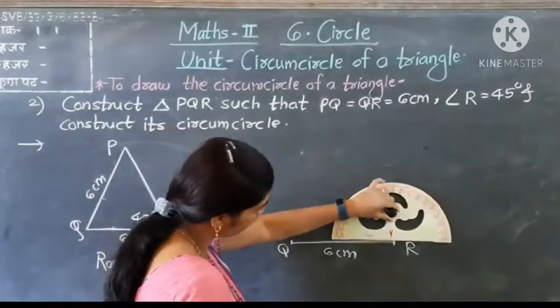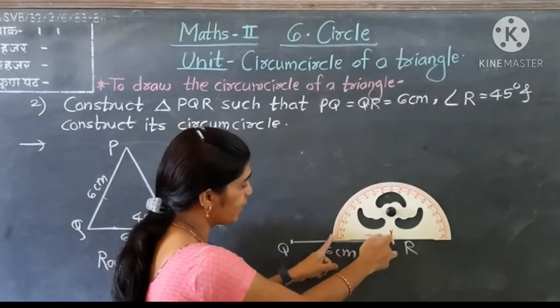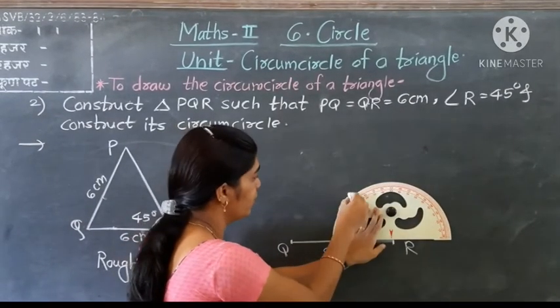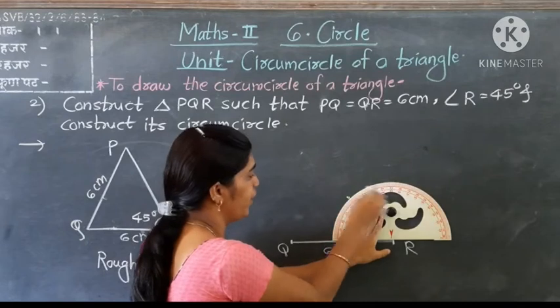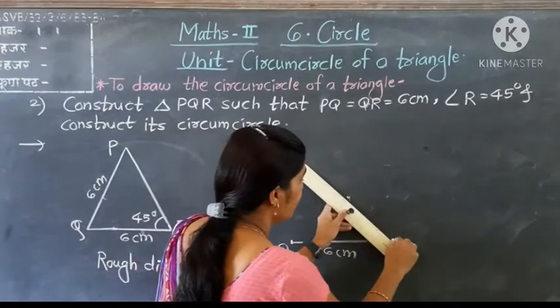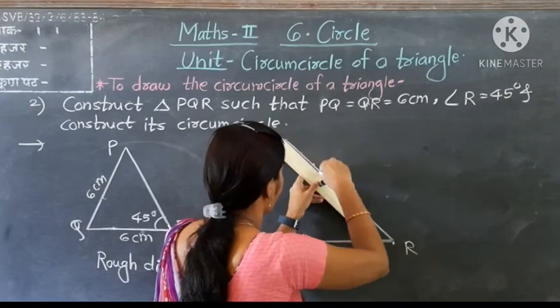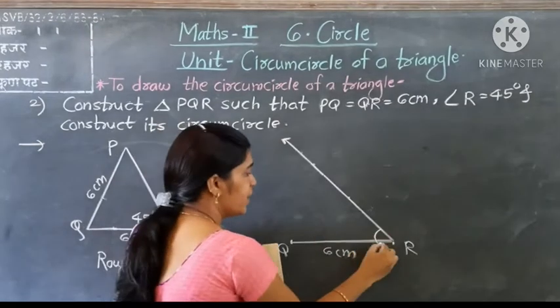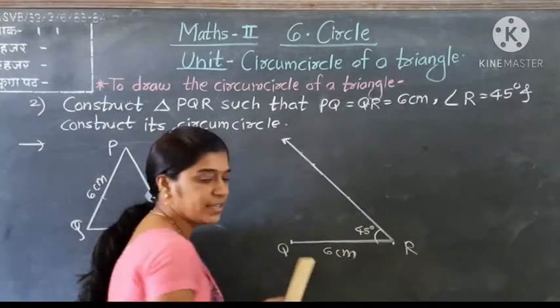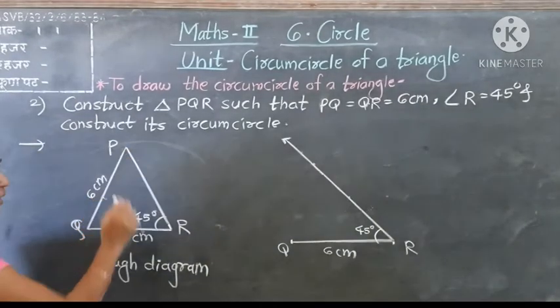Now second draw angle R of 45 degree. With the help of protractor, draw angle R of 45 degree. Starting from this 0. Where is the 45? Make a point at 45 and draw ray from point R. This angle is of 45 degree. Okay. Now what remains? Point P.